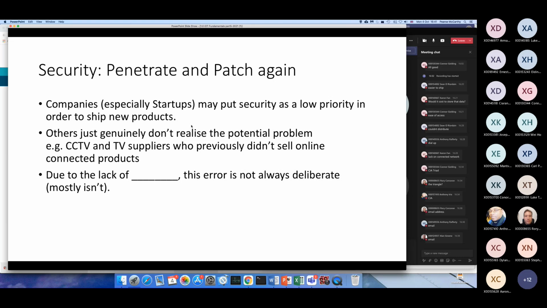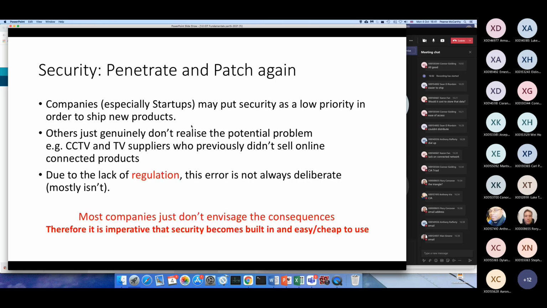Right? And as I say, due to the lack of, anybody know what that word is without looking at the next slide? Due to the lack of something, this error is not always deliberate. Mostly isn't. The word is regulation, right? So in other words, if there is no regulation or certification or punishment, well, you don't envisage consequences.